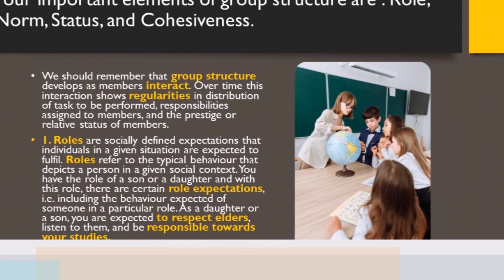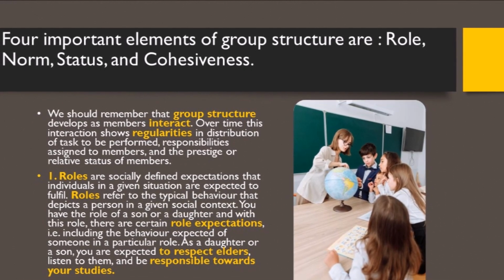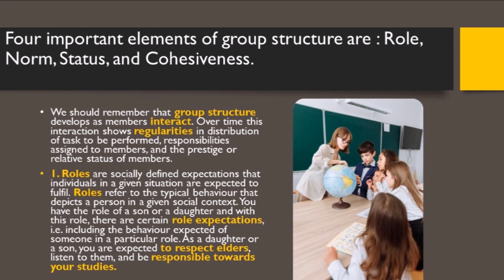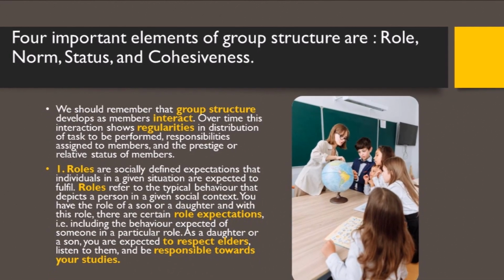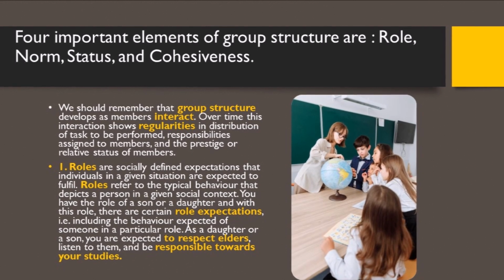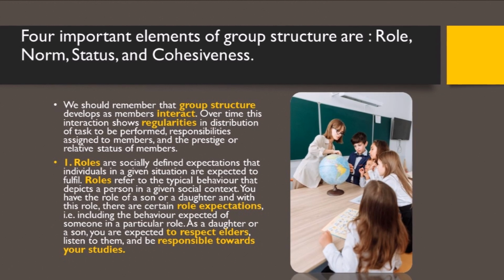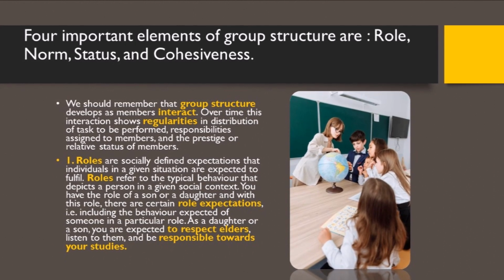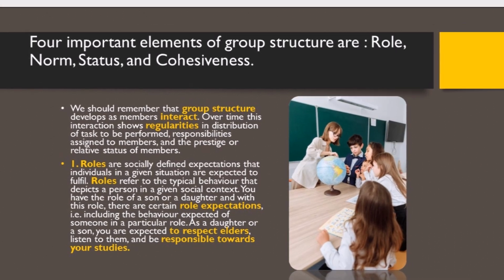4 important elements of group structure. As groups evolve, they develop a structure based on roles, norms, status, and cohesiveness. Let's break these down. 1. Roles. Roles are expectations about how individuals should behave in a given situation. For instance, as a son or daughter, you're expected to respect your elders and be responsible. These roles guide how we interact within the group.